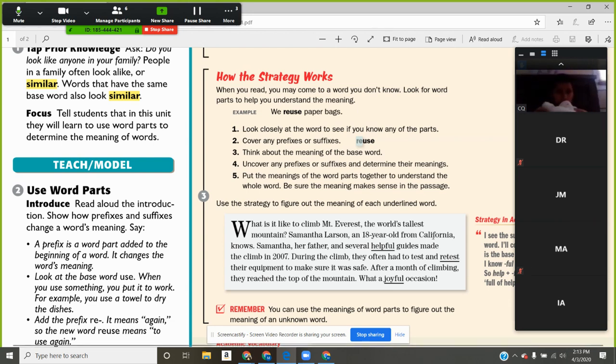Christian, how about retest? Can you do that one? Where's the base word, or what is the base word? Good. And is it a prefix or a suffix in retest? Prefix, right? Because it comes in the beginning. What does retest mean?